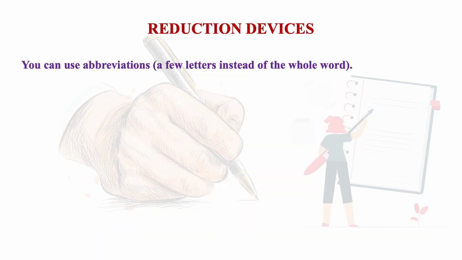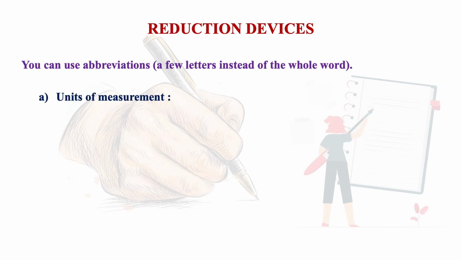So these are the mathematical symbols which can be used as shortening devices, or reduction devices, which will help you instead of writing lengthy words while making notes. Apart from symbols, you can also make use of abbreviations, and using abbreviations in taking notes is becoming a very common element nowadays. You can use a few letters instead of the whole word.